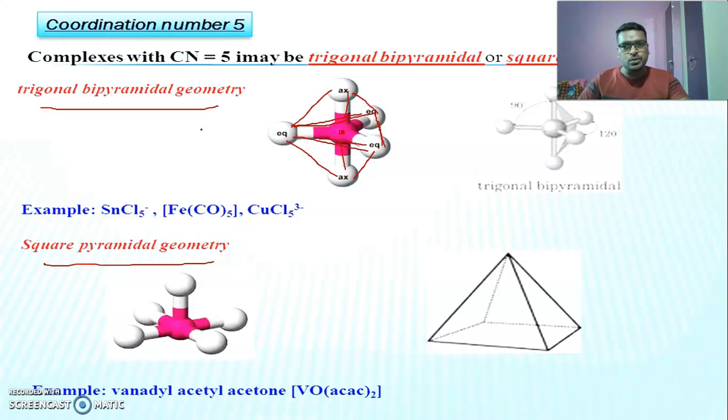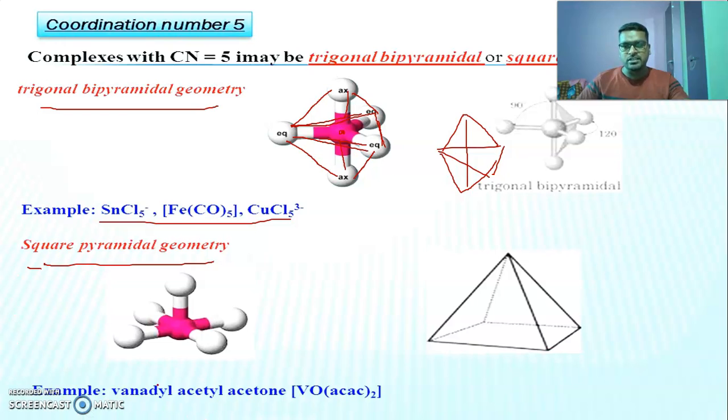That's why it is called trigonal bipyramidal shape, trigonal bipyramidal geometry. These are examples of complexes having trigonal bipyramidal geometry. And next one is square pyramidal geometry.